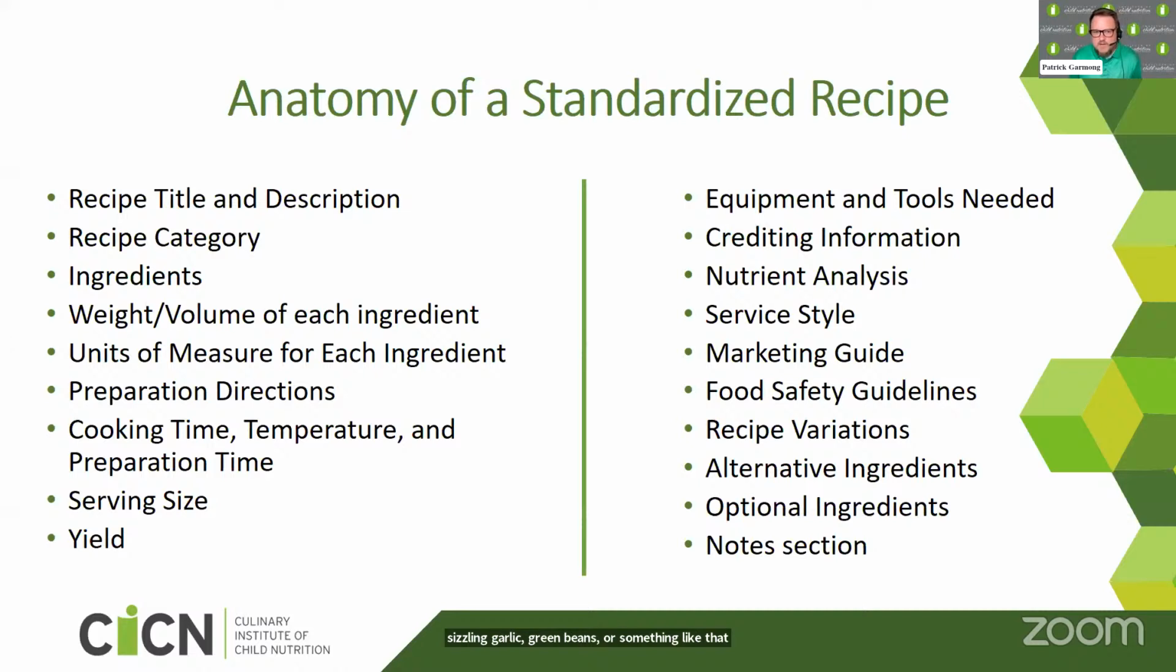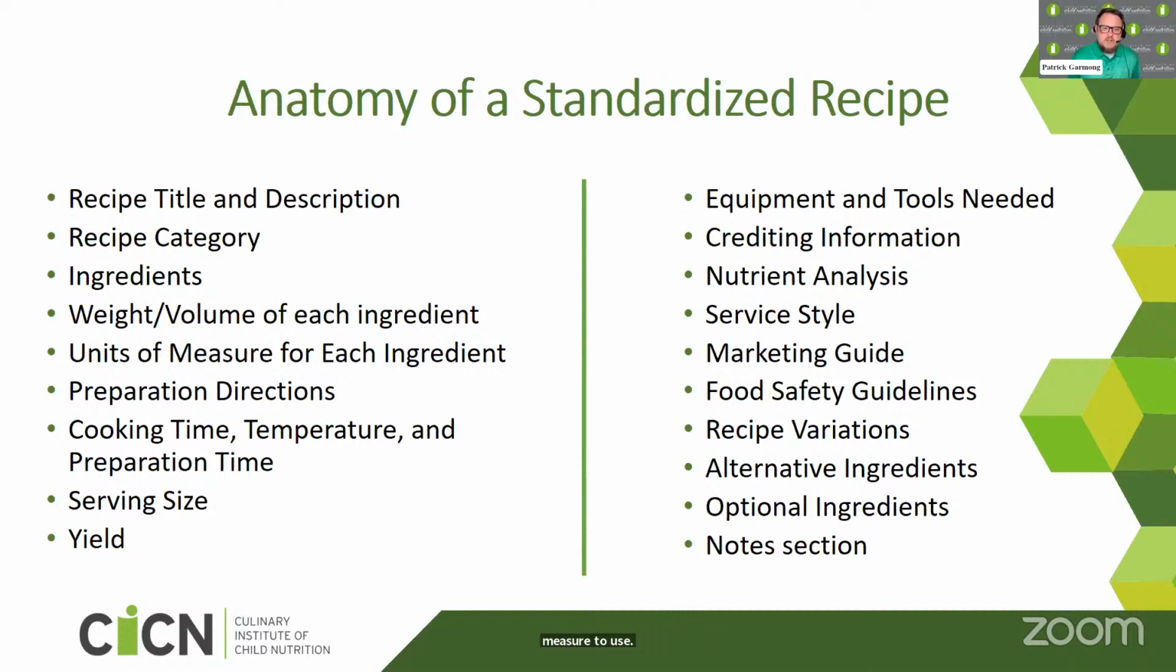We want to make sure we're categorizing our recipes the right way so we can easily find them in our recipe catalogs. We want to make sure that we're writing our ingredients in a way that is easily understood by our staff. And we'll go into a little bit of detail on that today. Understanding how to utilize the weight and volume of each ingredient is a very essential component, as well as figuring out the right units of measure to use, and there's details in the guide on that.